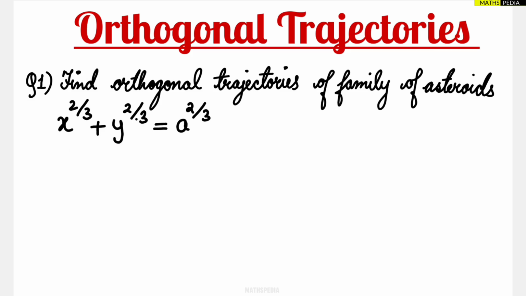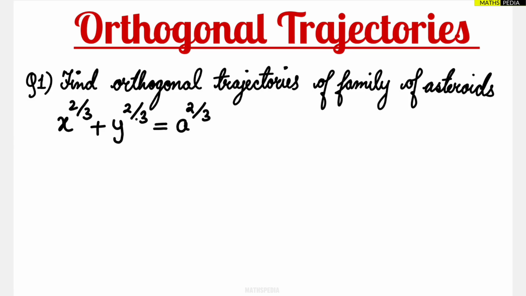The family of asteroids, you might have heard that it is a kind of graph which looks like a star, right? You might have seen it like this. That's why the name came. Now we are not going into detail on that. So asteroid is a family of curves, and here we have to focus on this particular equation to find the orthogonal trajectory.